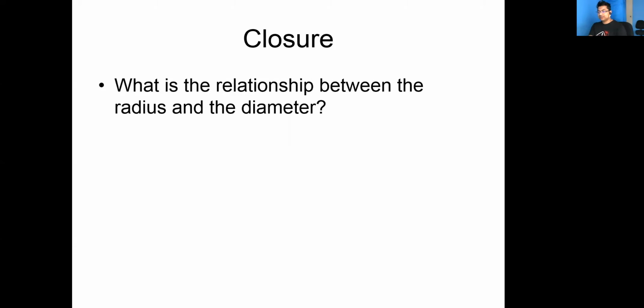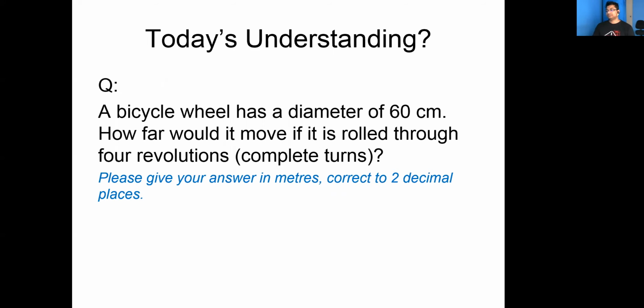Now, what is the relationship between the radius and the diameter? You need to remember that we already did this. It's related by twice. We can say that the radius is always half of the diameter, and the diameter is always twice the radius. Now, for today's understanding, we can apply what we learned today. Can someone tell me what we really learned?